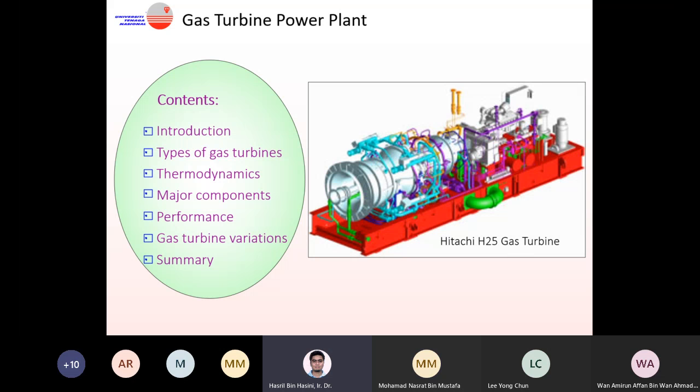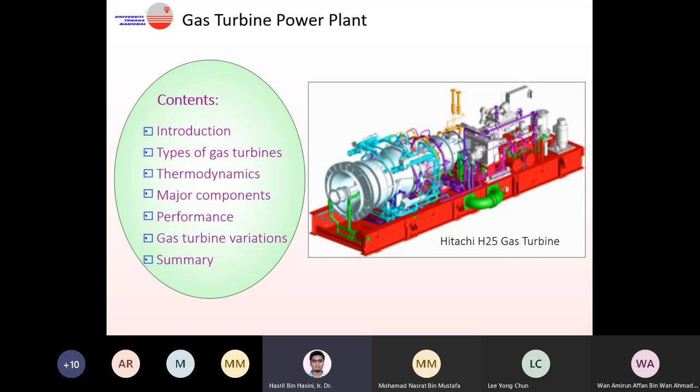You know that fresh air comes into the compressor first. So we are talking about the ambient air, the fresh air that goes into the compressor. We call that compressor inlet temperature. And then the second one is the compression ratio. We know that the higher the compression ratio, the higher the efficiency, but up to a certain limit. And then we have turbine inlet temperature.